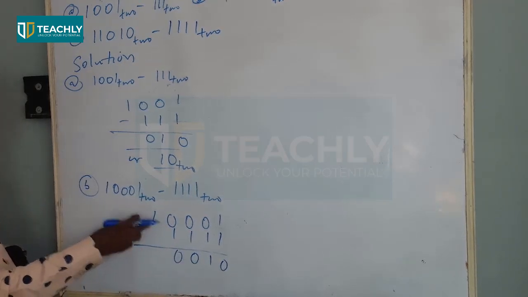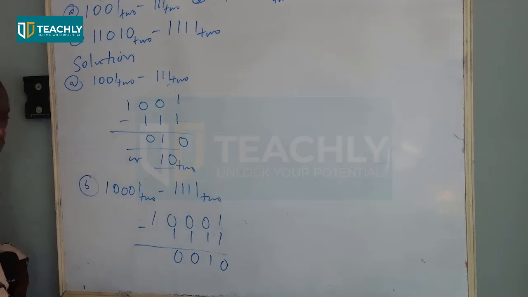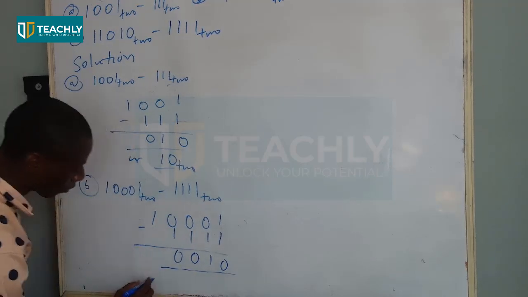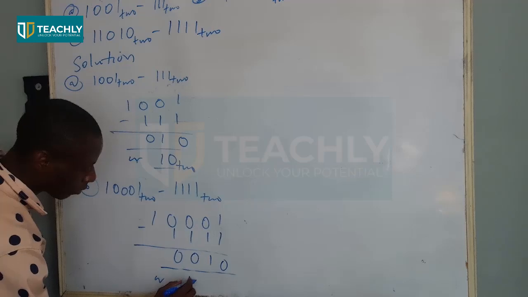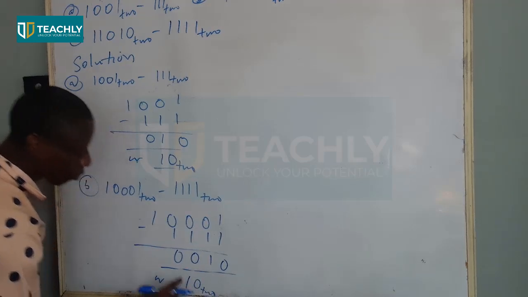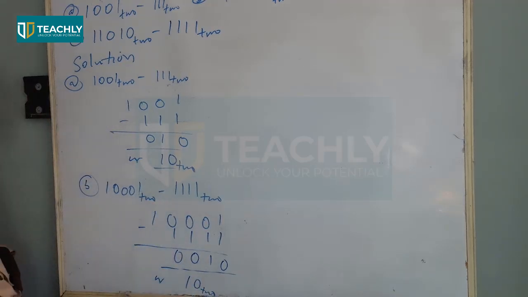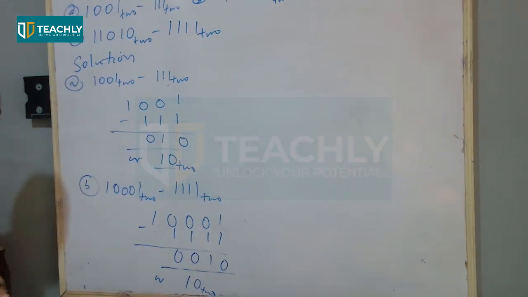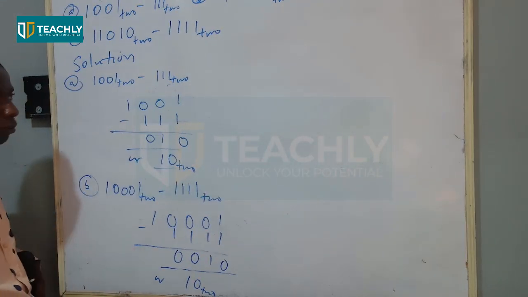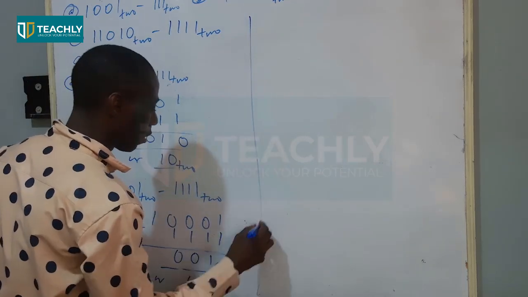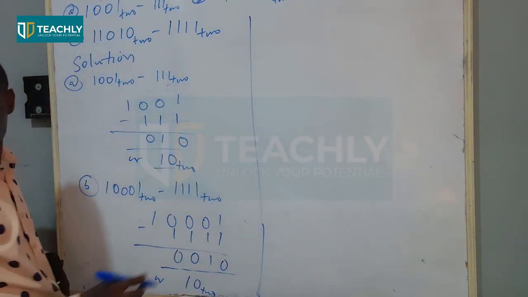So this place, nothing here since you borrowed 1. So you're having something like this. Or you can say, it's equal to what? 1, 0 base 2. 0, 0 here, you can decide to remove those first 0s. So you have 1, 0 base 2. Okay. Let's move to the next one.